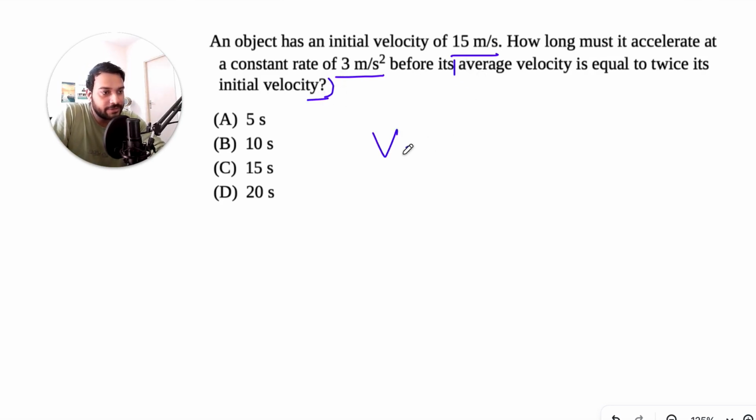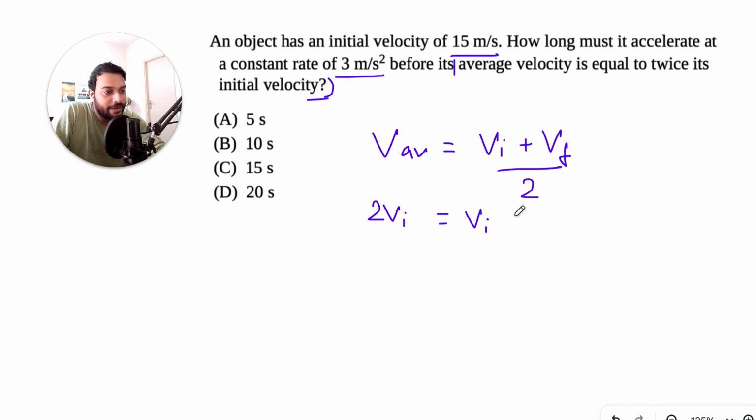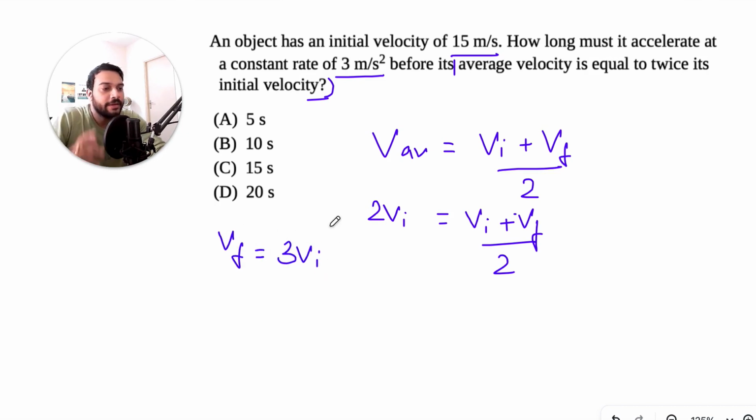So V average is basically (V initial plus V final) over 2. This is the usual formula. And it's saying the average velocity becomes twice its initial. 2Vi is equal to (Vi plus Vf) over 2. This is going to give us V final is equal to 3 times V initial. Cool. So now V final is 3 times V initial. V initial is given to be 15. So V final is 45 meters per second.